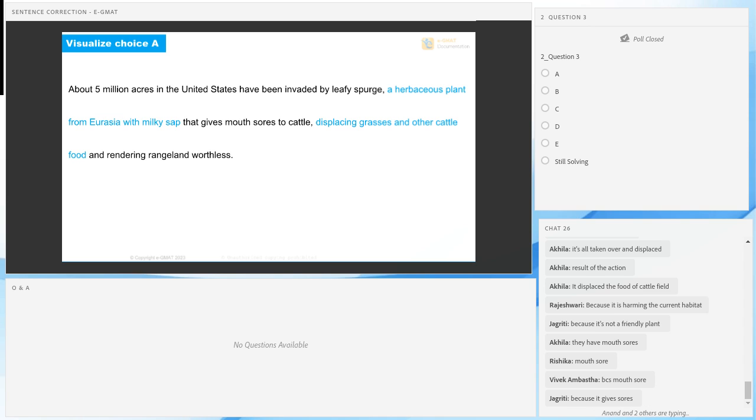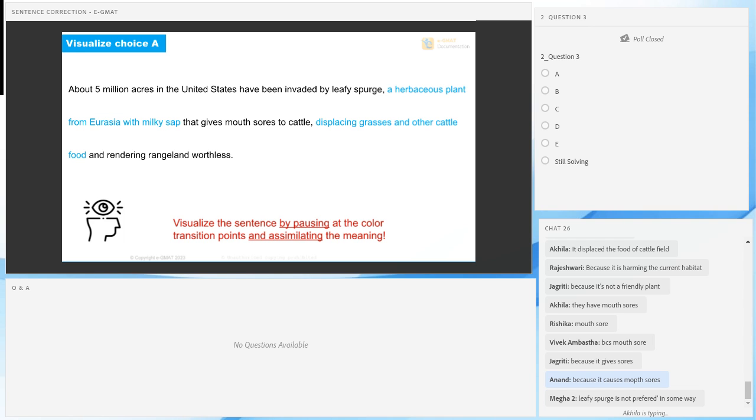Absolutely. So both of those things: because it gives mouth sores, and because it has replaced the grasses and cattle food, both of these things lead the rangeland to become worthless, right? In other words, cattle don't like eating leafy spurge, so that entire 5 million acres is useless for the cattle. Okay, that's the way you understand the meaning.